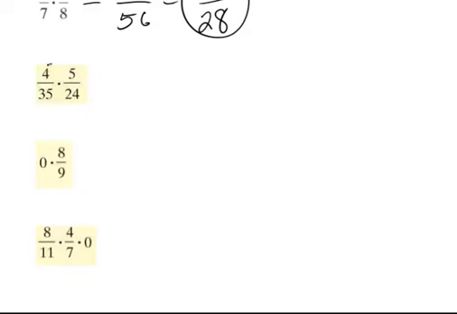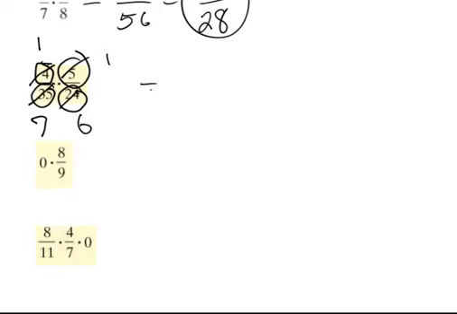The first thing I notice is that 4 and 24 can be reduced. I can divide both of those numbers by 4. Well, 4 goes into 4 one time, 4 goes into 24 6 times. Now, I'm going to do the same thing with my other two numbers. 5 goes into 5 one time, 5 goes into 35 7 times.